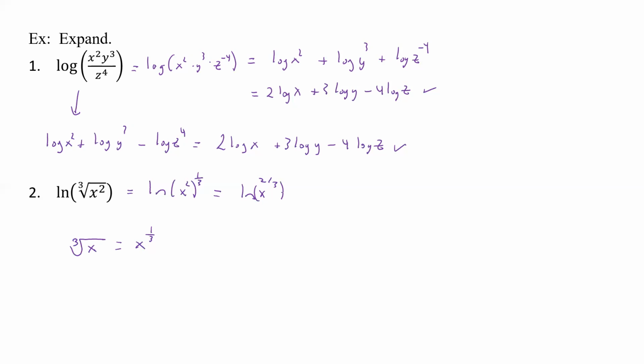Now that 2/3, that's the power, and so we can bring it down front, and we have 2/3 ln of x. So first we had to convert this cubed root of x squared, remembering the cubed root of x was x to the 1/3, and so we took x squared to the 1/3, multiply those, we get 2/3, bring that down in front using power rule, and we get 2/3 times ln of x.